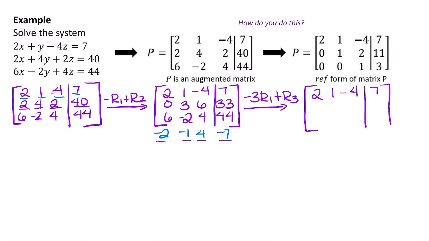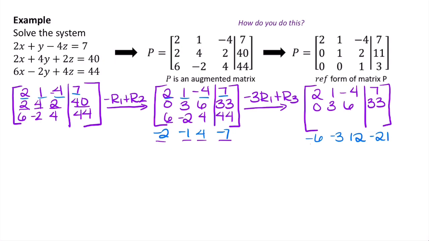So row 1 will stay the same and row 2 will stay the same. And my row 3 is going to change. So I'm going to write out what negative 3 R1 looks like. So that's going to be negative 6. 1 times negative 3 is negative 3. Negative 4 times negative 3 is 12. 7 times negative 3 is negative 21. And now let's add these to the elements of row 3.